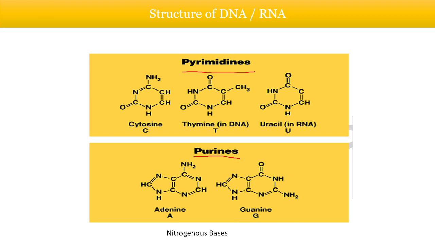Right. So your pyrimidines include cytosine, thymine, and uracil, whereas your purines contain adenine and guanine. And the other thing is the pairing. The pairing occurs between pyrimidines and purines. You have to always remember that it's between the pyrimidines and the purines.